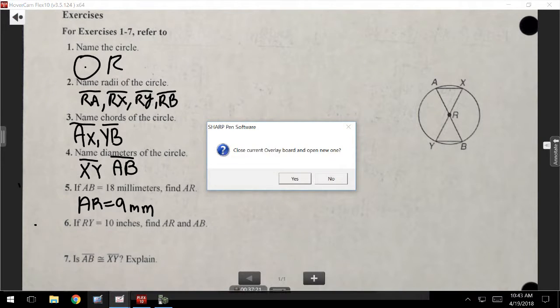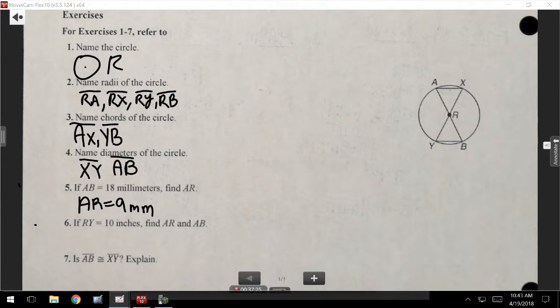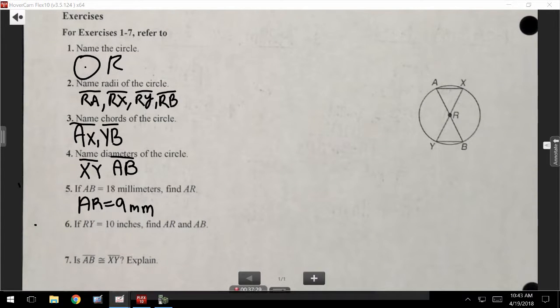Okay, are y'all checking your answers? You can just write the answer. Matt, sit down. Okay, number 1 is correct. Circle R. Number 2, name the radii. There were 4. RA, RX, RY, RB. It would also be correct if you said AR, XR, YR, or BR. All of those are correct. Name the chords: AX, YB. Name the diameters: XY, AB.